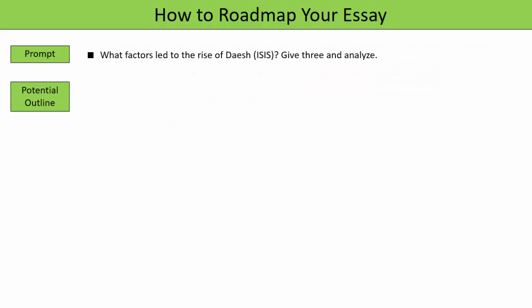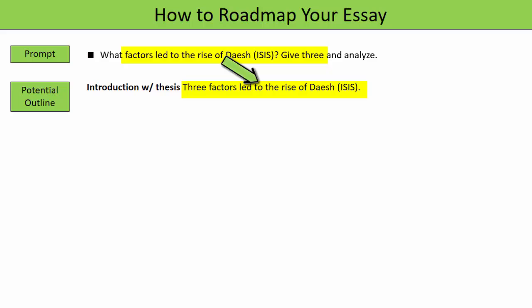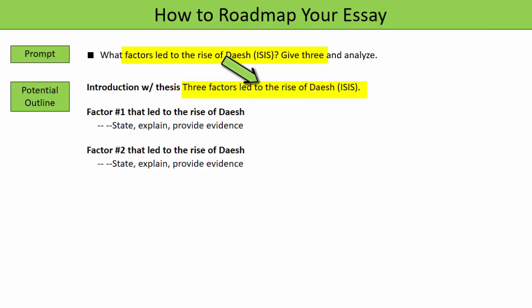In the last prompt, you deal with factors. What factors led to the rise of Daesh, ISIS? Give 3 and analyze. After the intro comes factor number 1 that led to the rise of Daesh, factor number 2, and factor number 3. Conclusion paragraph.